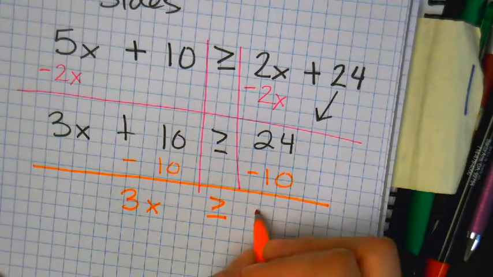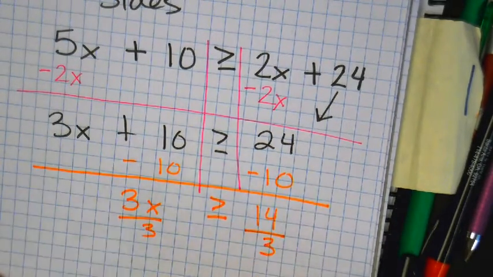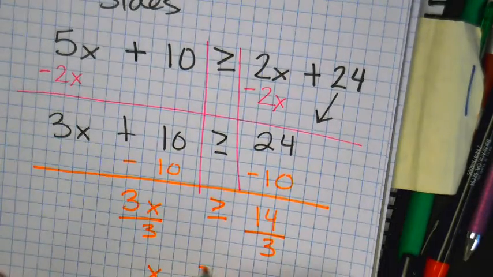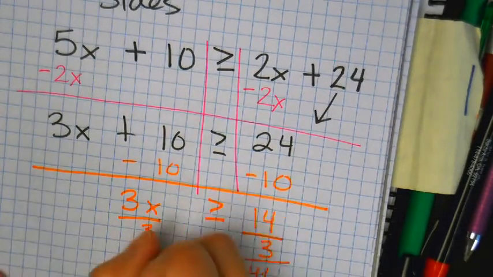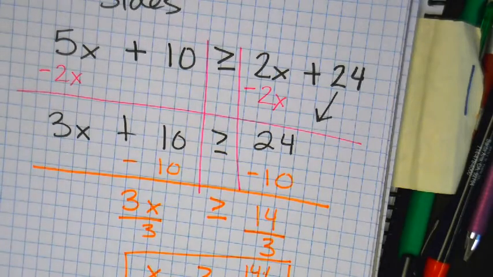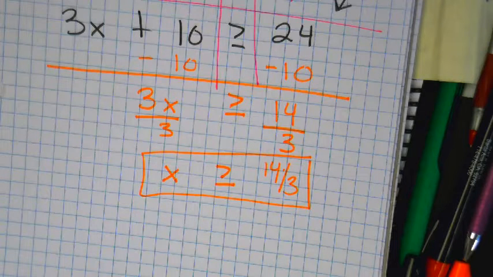24 minus 10 is 14. Divide by 3. Divide by 3. So we have x is greater than or equal to 14 over 3. Totally. We're just going to leave it as if we were 8th graders and just leave it as an improper fraction. No need to go into decimal land.